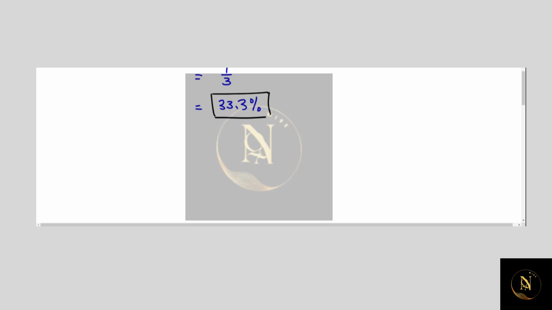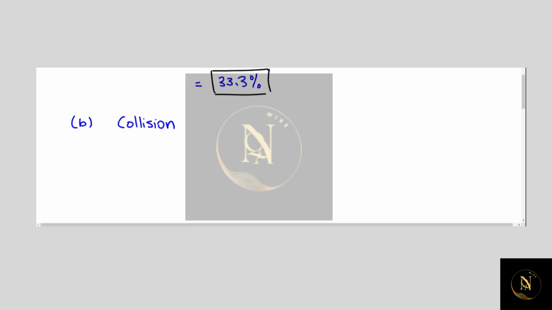Then in part B, instead, we have a collision between a vehicle and a camel. This is in Saudi Arabia. The mass of the vehicle is still 1000 kg. The mass of the camel is 300 kg.